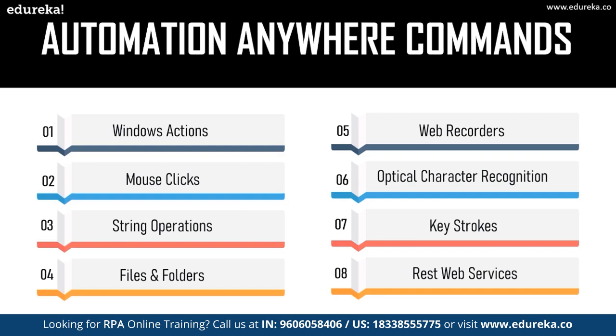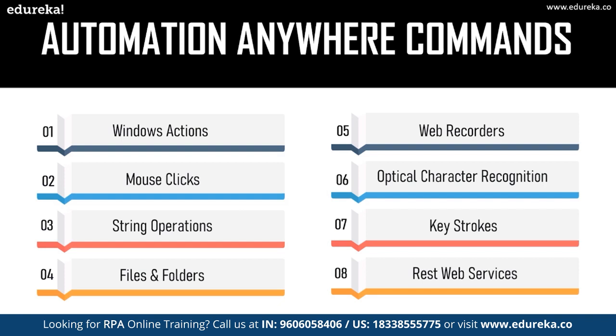Moving on to string operations. String operations, like in any other programming language, are used to perform various operations such as comparing two strings, replacing a string, finding a length of the string, reversing a string, or splitting a string, and so on, right? So this activity, or I would say this command in Automation Anywhere, is used to play around with your strings. After that, the next command that we have is the files and folders command. Well, the files and folders command deals with the various actions which you can perform with the files or folders, like copying, deleting, renaming, moving, zipping, printing, and so on. Well, this was about files and folders, guys.